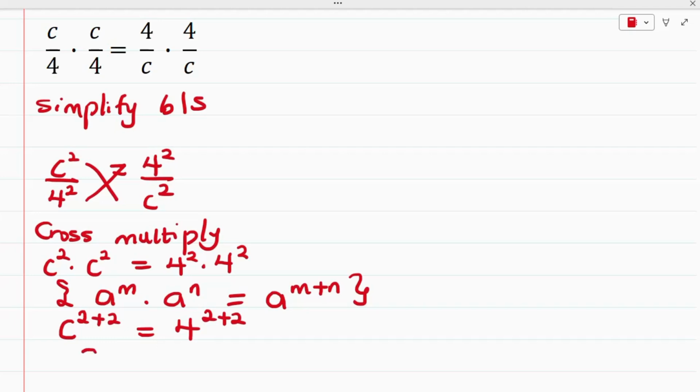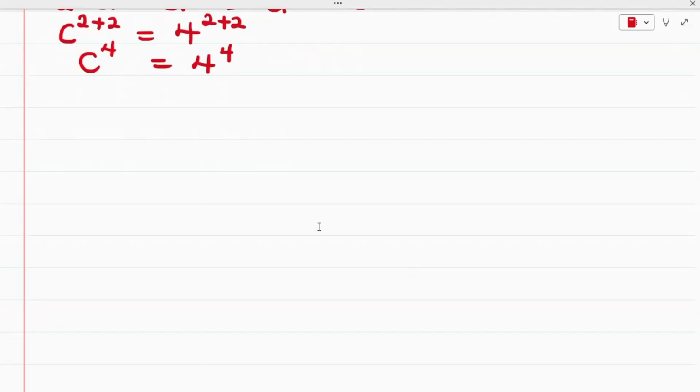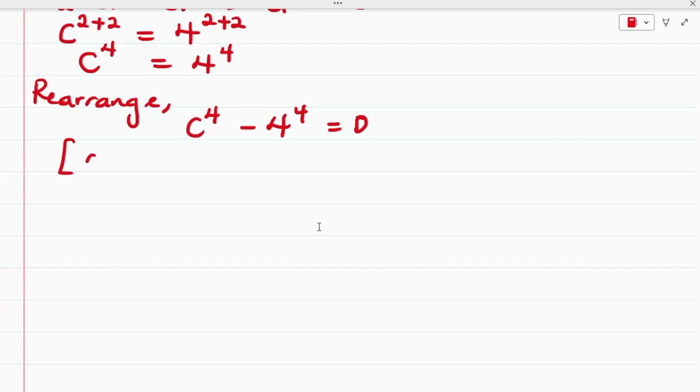Alright, and this becomes c raised to the power of 4, which is equal to 4 raised to the power of 4. At this point, all you want to do is to simply rearrange the equation and set it to 0. So this becomes c raised to the power of 4 minus 4 raised to the power of 4 is equal to 0. Now we can easily rewrite this to be c squared all squared minus 4 squared all squared. This is equal to 0.